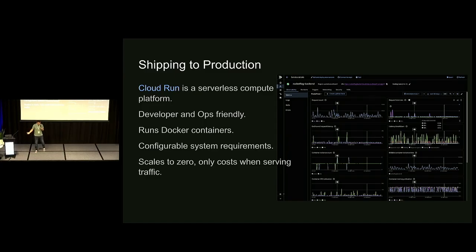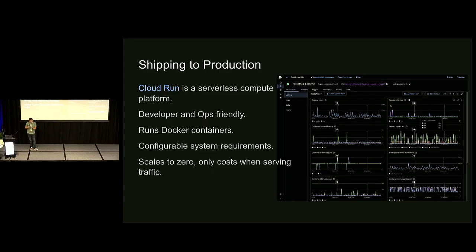From the screenshot, you can see that you get a whole bunch of graphs out of the box around request latency, memory, CPU consumption, that sort of thing. And you can configure this to your system requirements. So I think it goes up to 32 gigs of RAM and 4 or 8 CPUs of usage.